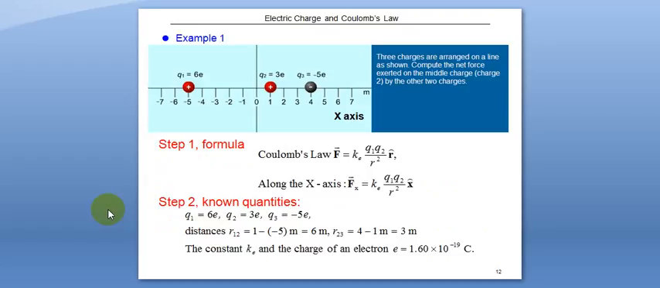As you see in this example, in this part, obviously the first part will be the formula, Coulomb's law. Here you can see this Coulomb's law. The second part is the known quantities. Whatever you have, such as Q1 and Q2 or Q3, you can process in this equation.